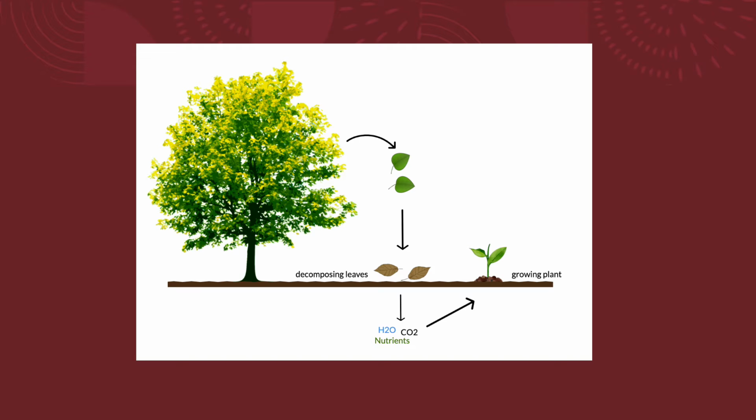Here is an image showing what I just said. So leaves fall from the growing tree, and then these leaves die and start to decompose. As they decompose, they release water and carbon dioxide and other nutrients into the soil, and then these nutrients can then be used by growing plants in that same environment.